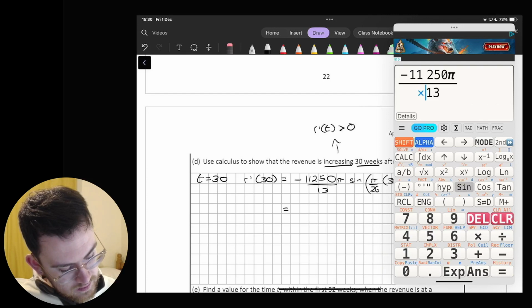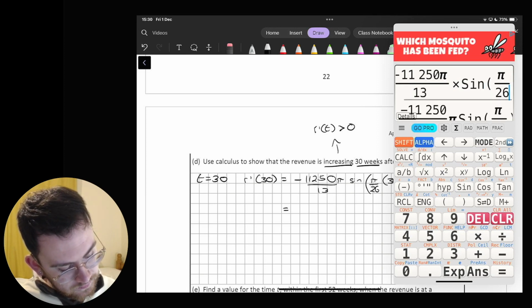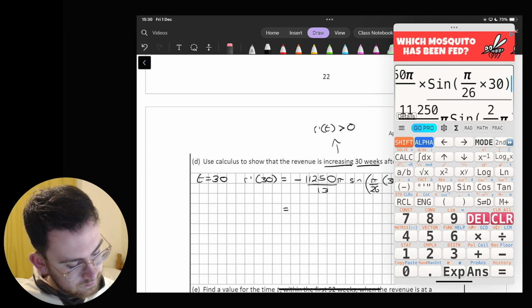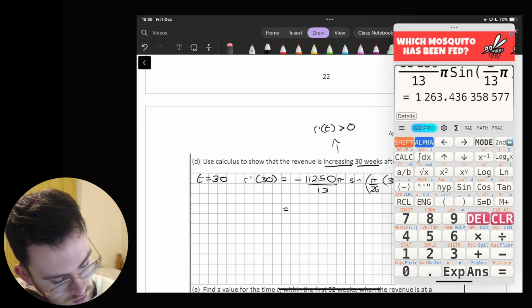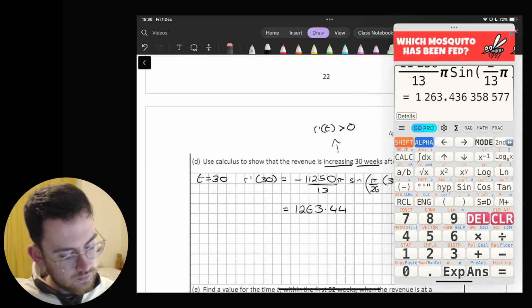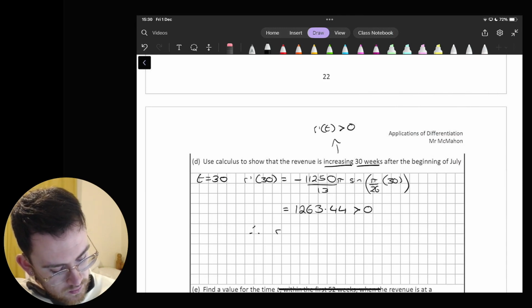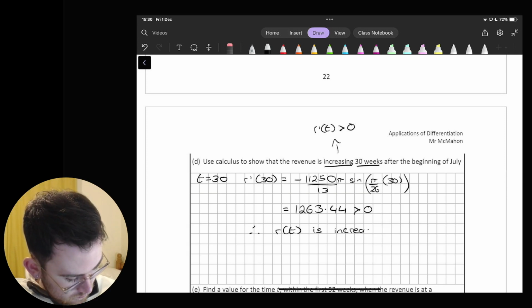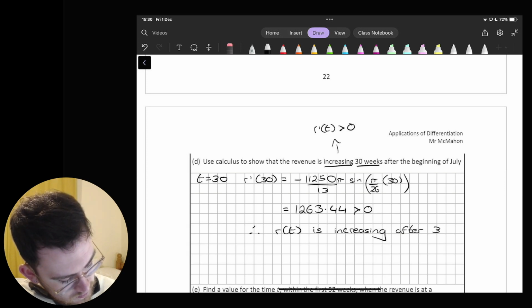Let's multiply by sine, oh sorry, I'll bring that down, sine pi over 26 multiplied by 30. Keeping everything as clean and tidy as we can, we get an answer of 1263.44, if we round to 2 decimal places. That is greater than 0, so therefore we can say that the revenue is increasing after 30 weeks.